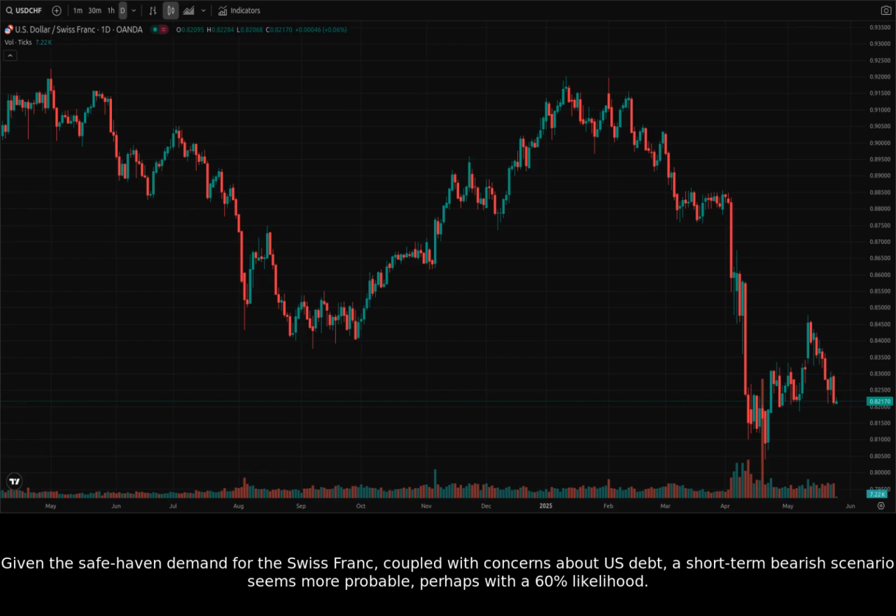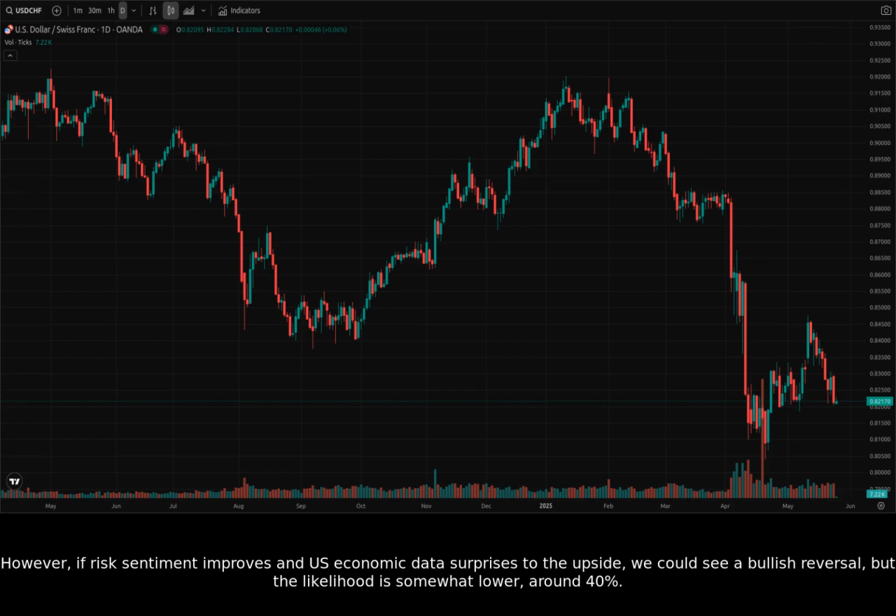Given the safe haven demand for the Swiss franc, coupled with concerns about U.S. debt, a short-term bearish scenario seems more probable, perhaps with a 60% likelihood. However, if risk sentiment improves and U.S. economic data surprises to the upside, we could see a bullish reversal, but the likelihood is somewhat lower, around 40%.